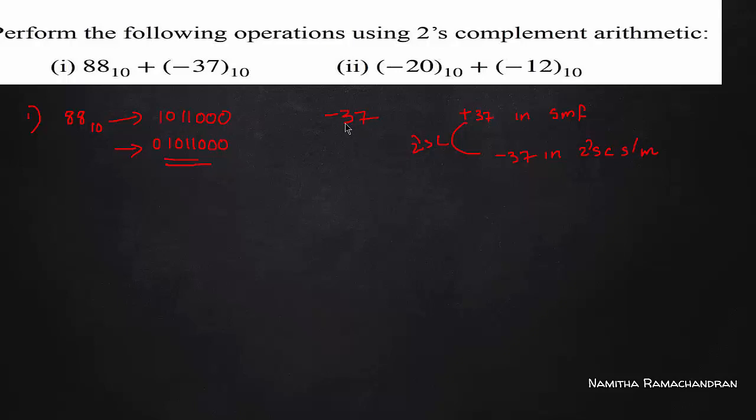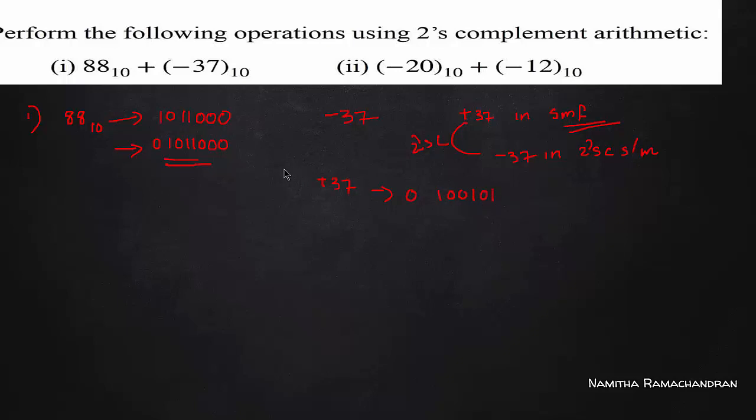Okay, for negative numbers. So here minus 37. Start with positive 37. Positive 37 means sign. Write the signed magnitude form first. Positive means 0. Then the magnitude of 37 is 100101.